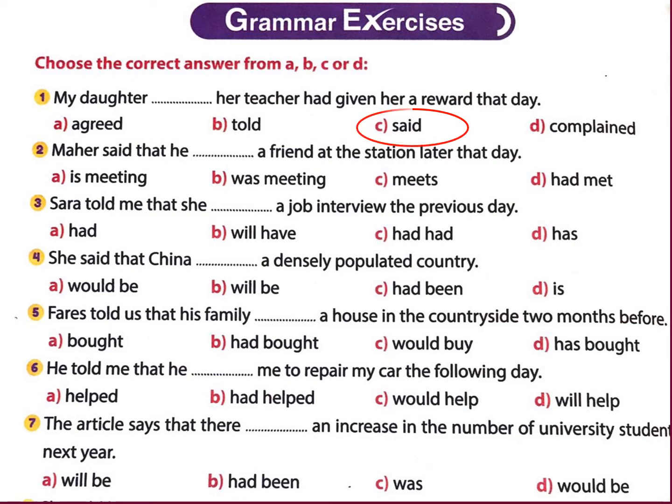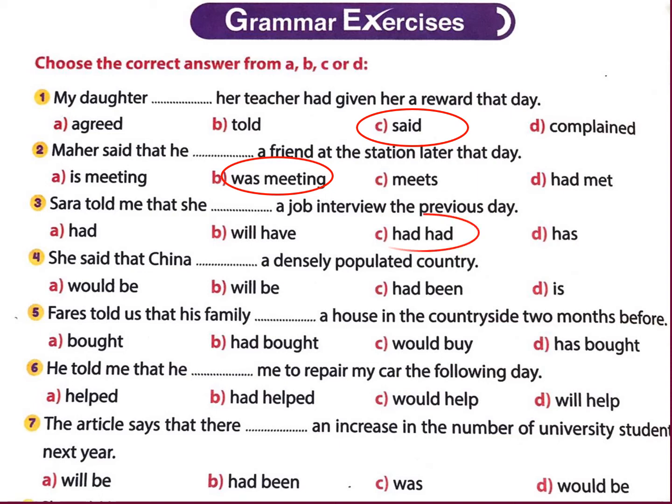And you have to notice that here in this sentence, we did not use "that". As I told you before, it's optional. Okay, number 2, Maher said that he (blank) a friend at the station later that day. That day, remember? It was this day. Very good. Was meeting. Number 3, Sarah told me that she (blank) a job interview the previous day. The previous day. Yesterday, yes.